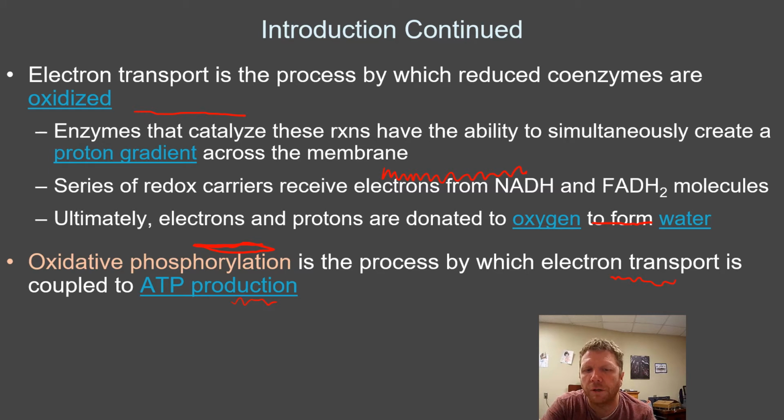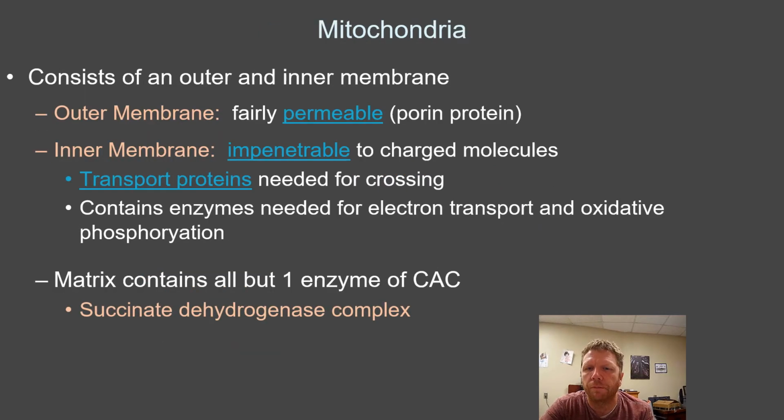Now, oxidative phosphorylation is the process through which electron transport is coupled to ATP production. So I want you to think about the two words here, oxidative phosphorylation. Oxidative implies that there's an oxidation and reduction taking place. And this phosphorylation, well, phosphorylation we've talked about in the form of transferase enzymes that transfer phosphates onto adenosine diphosphate. So you're phosphorylating something. So it's through this oxidation reduction that enables phosphorylation to take place.